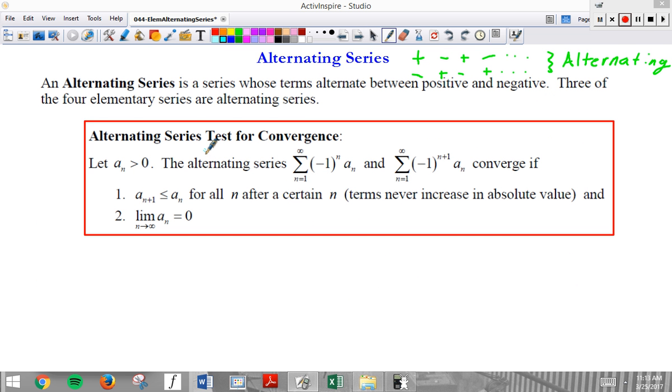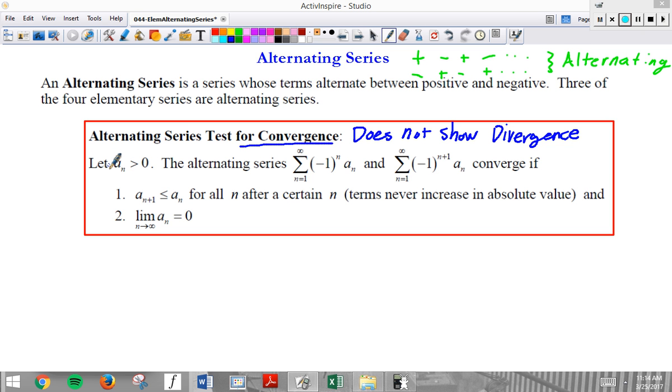So, these come up a lot. This is the last test you're expected to learn in the unit. I'll go over all the tests that the unit used at the end. But this is a test for convergence. It does not show divergence. It can never show divergence.